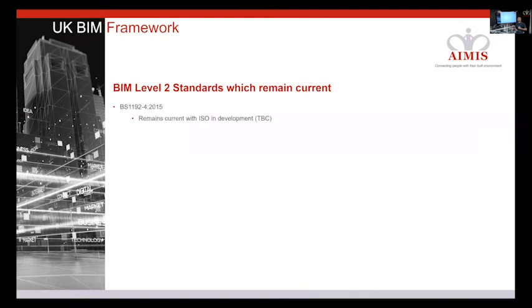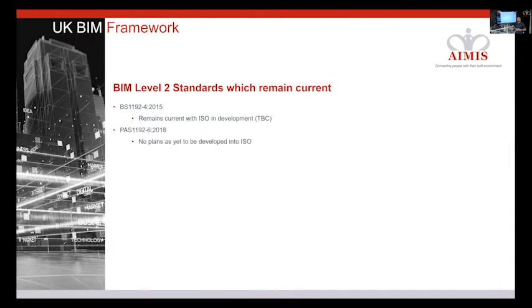So BS 1192 Part 4, which is the British standard which defines how COBie is to be implemented on projects. That remains current, though there is an ISO in development. It will be the next 19650 document. It will most likely be Part 4, and it will supersede this document as well. What that actually looks like at the moment, I couldn't tell you. There's nothing out there that explains whether COBie will be maintained as a British standard or whether a different structure will be used. But that remains to be seen. But it will be superseded at some point.